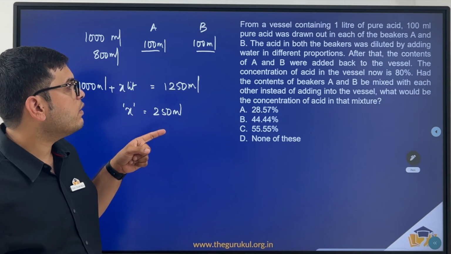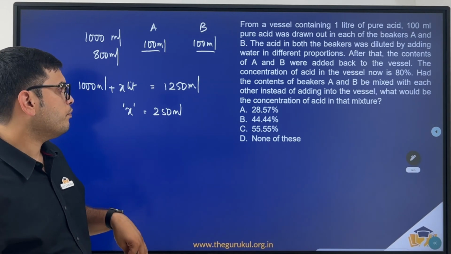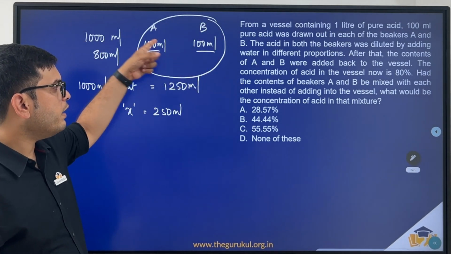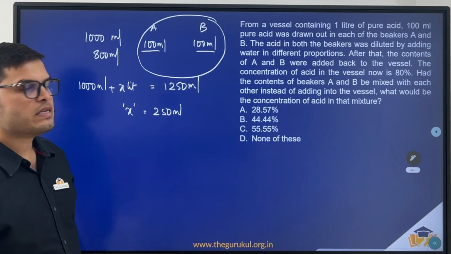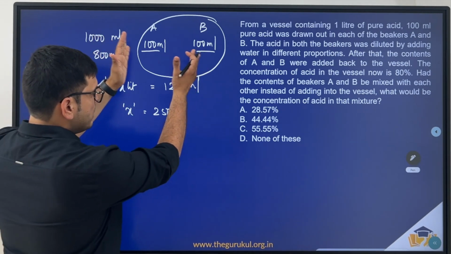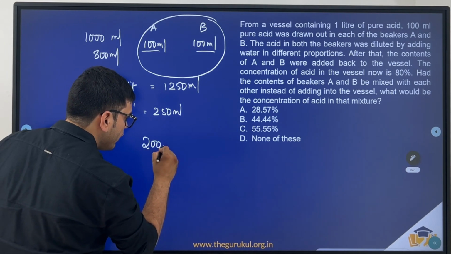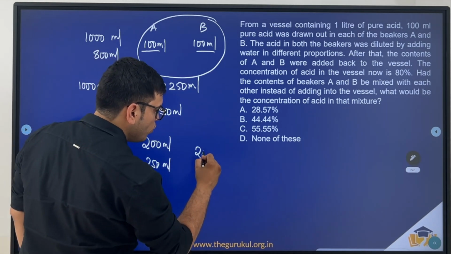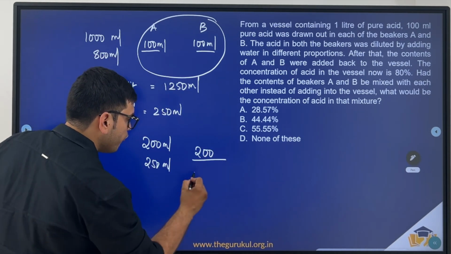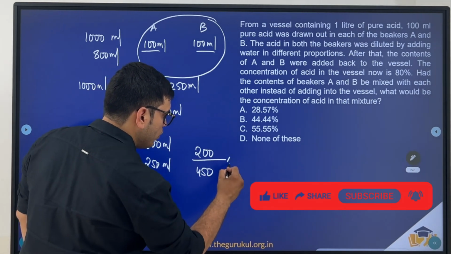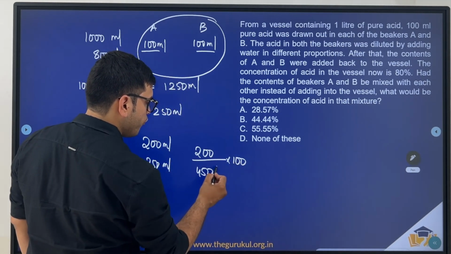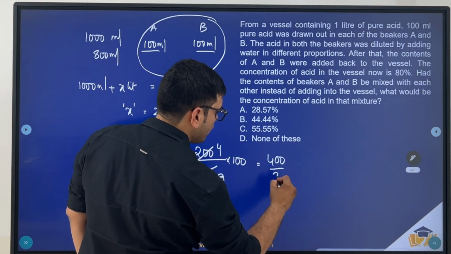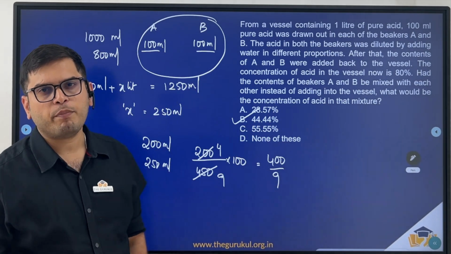Now, had the contents of beakers A and B been mixed with each other, instead of adding into the vessel, what would be the concentration of acid in that mixture? So when you mix these two solutions, you will be having 200 ml of acid and 250 ml of water. So the concentration would be 200 ml out of 450 ml into 100, right? So 5 9s, 45, this is nothing but 400 by 9, that has to be 44.44%.